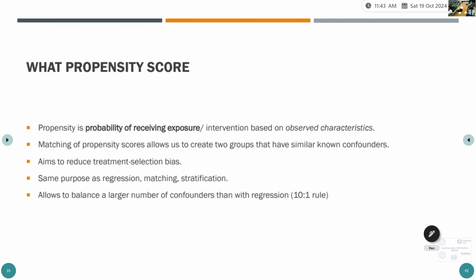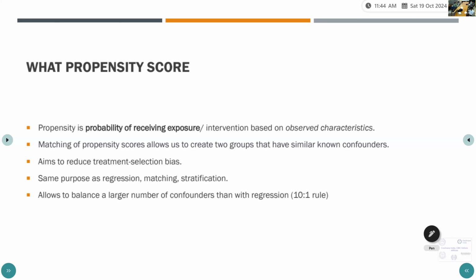So we will come to what is propensity score. So JEYASEELAN sir has already touched on this, but propensity is simply probability. So what is the probability that a certain patient has of receiving exposure as opposed to the control? And this is based on the observed characteristics of the patient. Matching of propensity scores will allow us to create two groups that look similar. So our known confounders will be matched after doing propensity score matching, but of course the unknown confounders cannot be matched for.